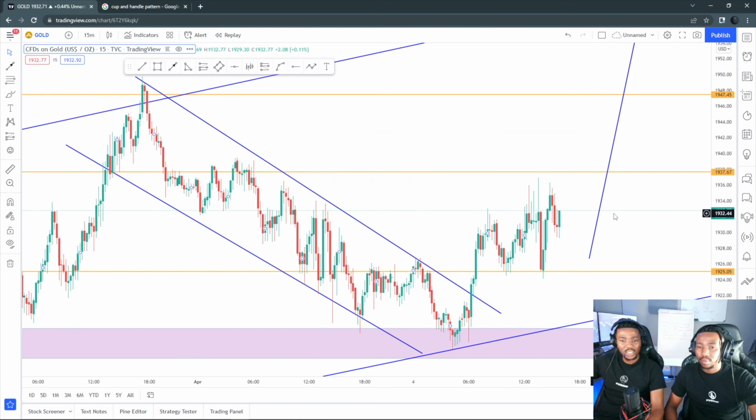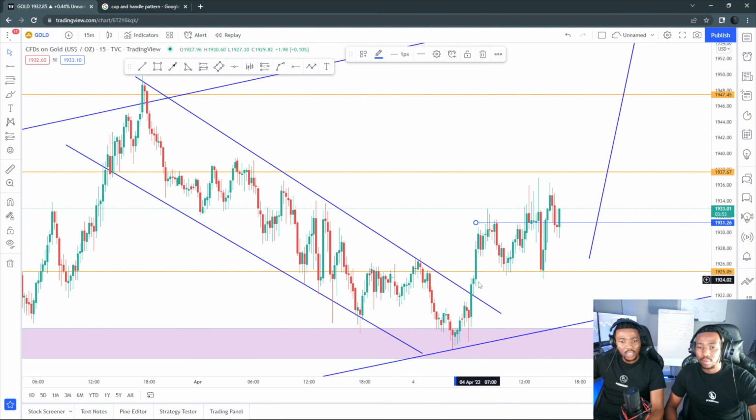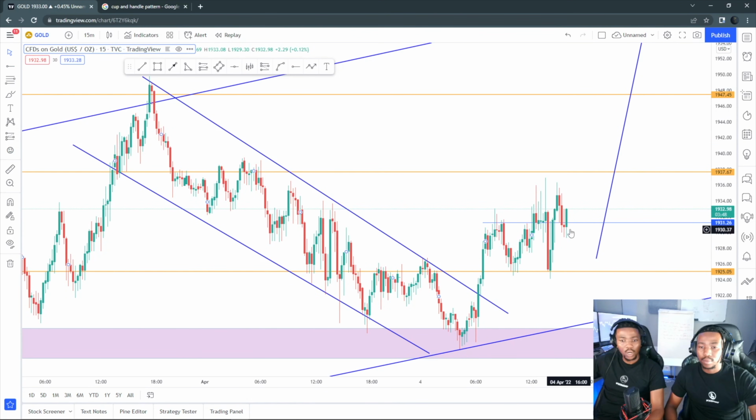See, I went to a smaller time frame. I can see here the market has now pushed above the level that we were stuck at. You can see the market was basically struggling with this level. So now we've got our second confirmation.